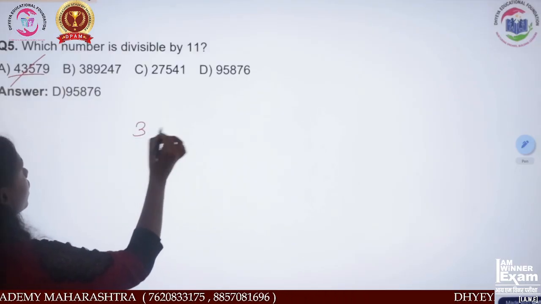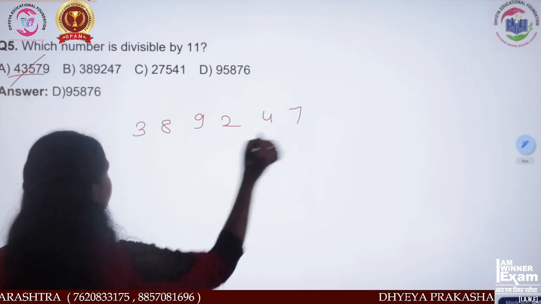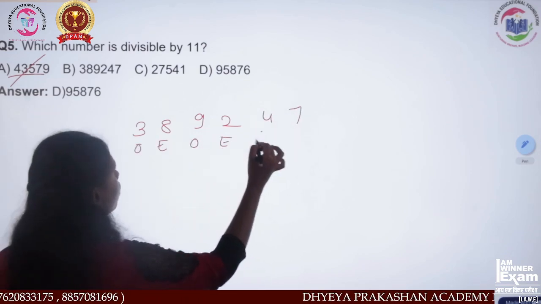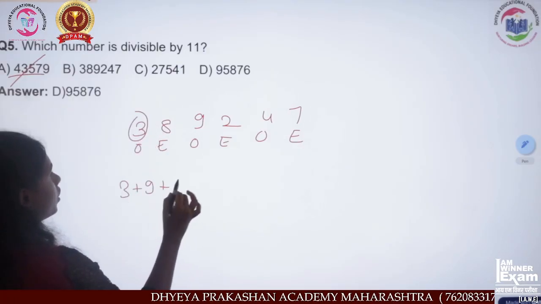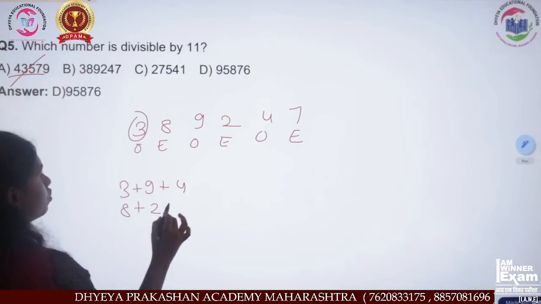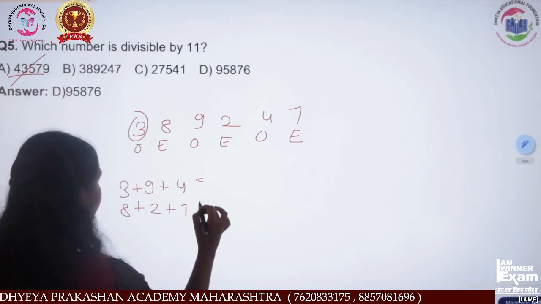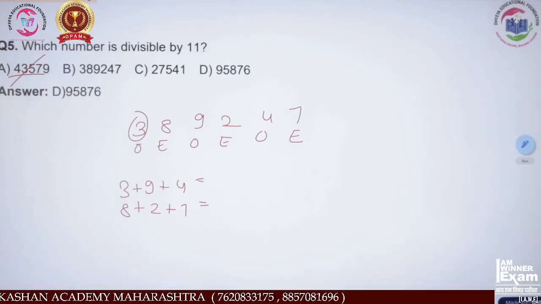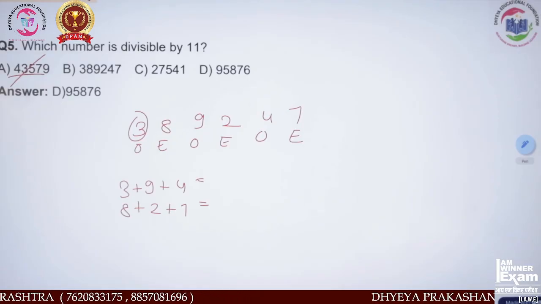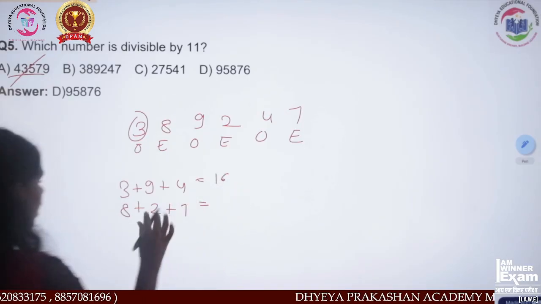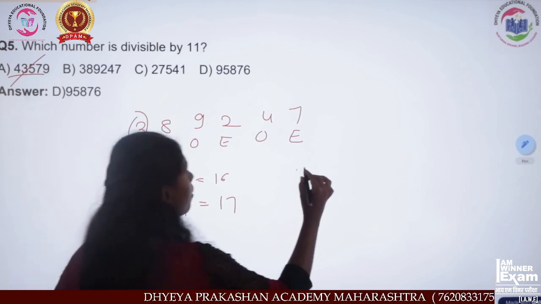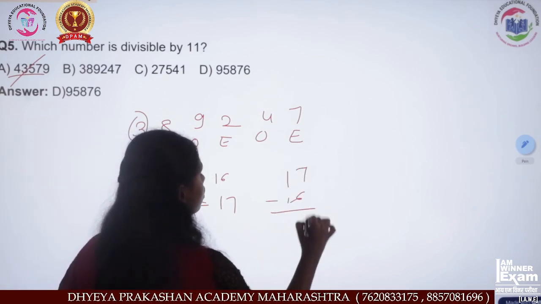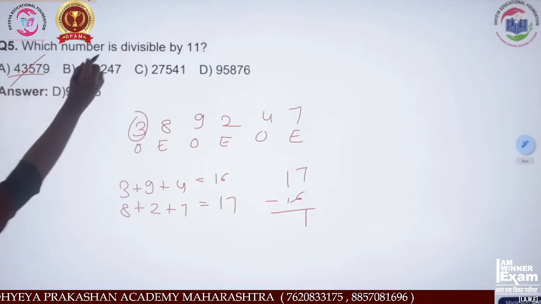The next number, 3 8 9 2 4 7. So odd, even, odd, even. Now taking first 3 plus 9 plus 4, and all the evens, 8 plus 2 plus 7. Now you have to add these numbers. 3 plus 9 plus 4, you will get 16, and 8 plus 2 plus 7, you will get 17. If you subtract these, the remainder will be 1. So this is also not the option.